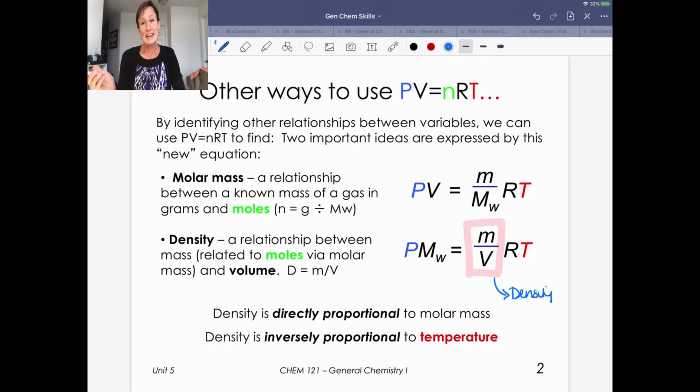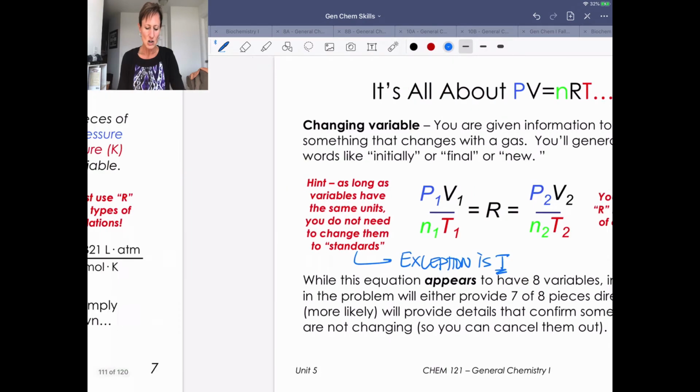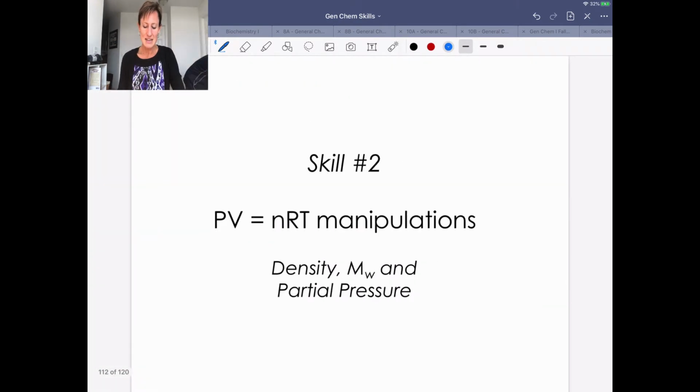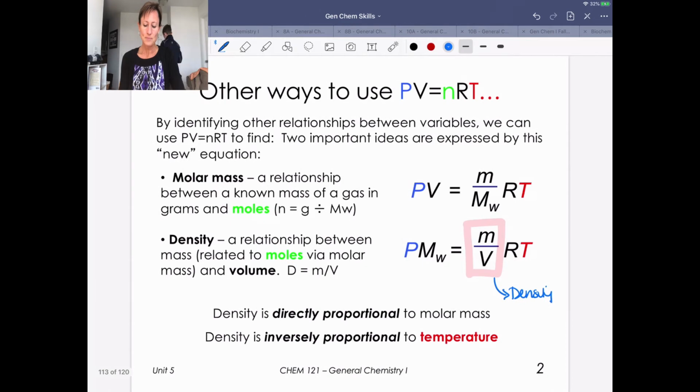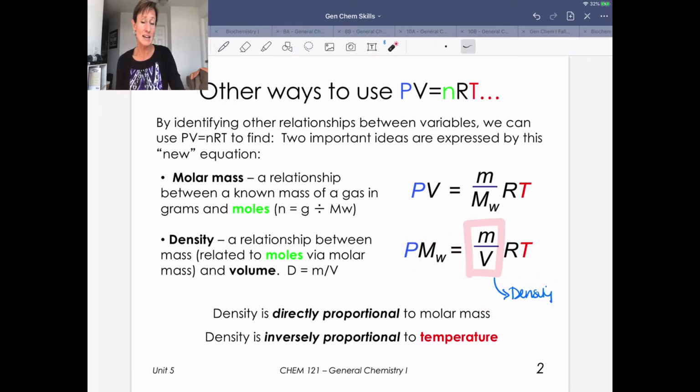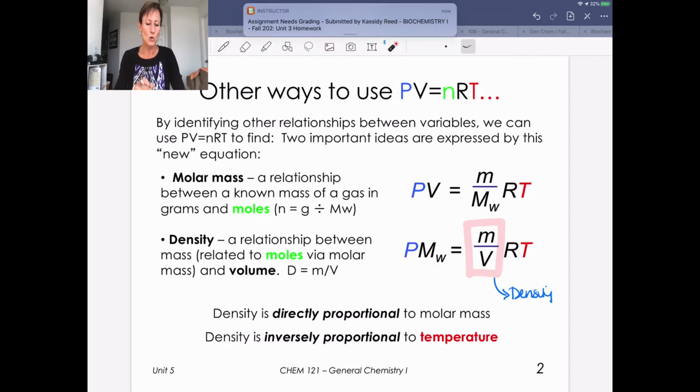Like we saw in our earlier slides, I want you to be able to look at and think about the relationships, whether they're inverse or direct. We can think about the same thing here with our manipulations. We can say that density is going to be directly proportional to molar mass. So if we've got density right here, density and molar mass, if I'm going to be increasing density, I'm going to have to increase my molar mass in order to maintain that equality. On the other hand, it's inversely proportional to temperature.